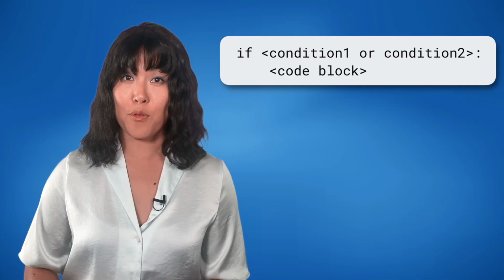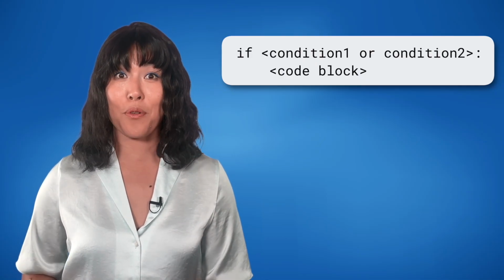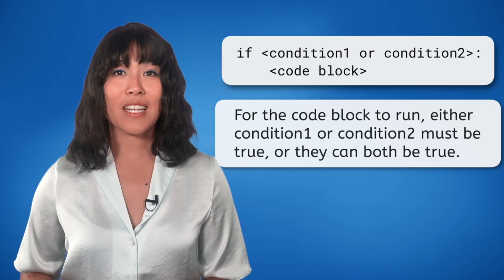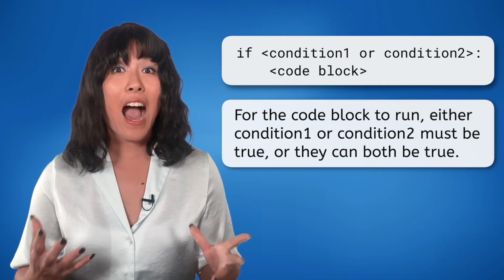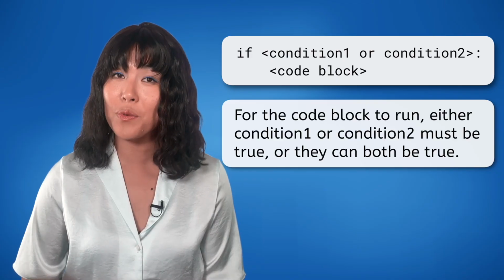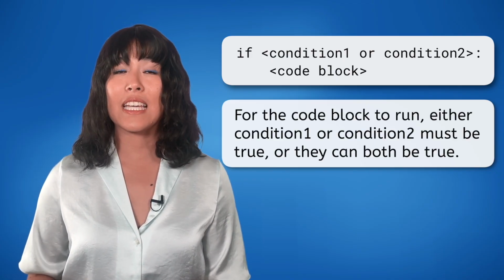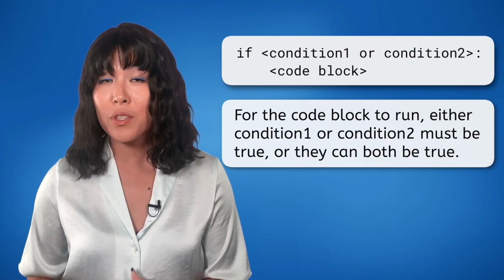Next, let's take a look at how the or operator works. The or operator is again placed between two conditions, just like the and operator. Each condition is checked individually, and if either condition is true, the whole condition becomes true and the code block will execute. The only way the code block is skipped is if both conditions are false.